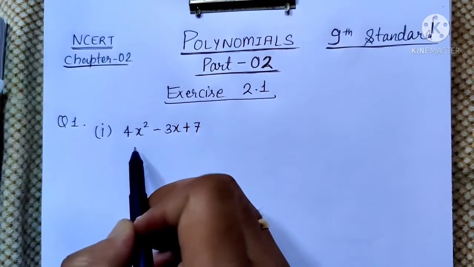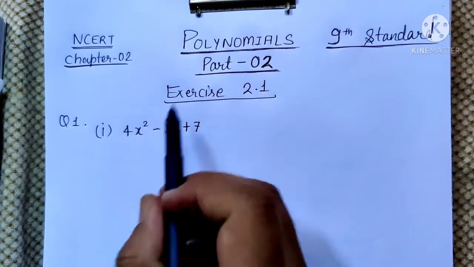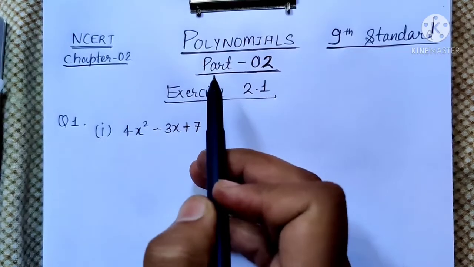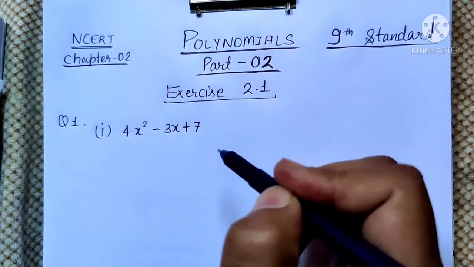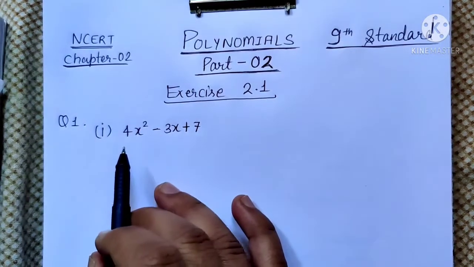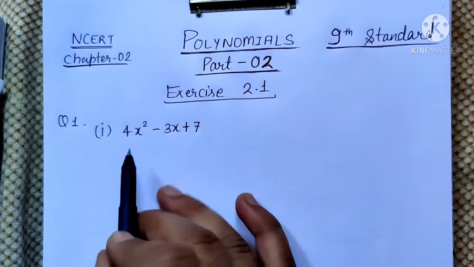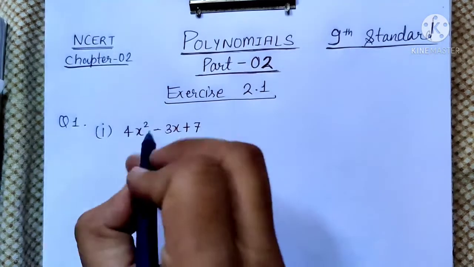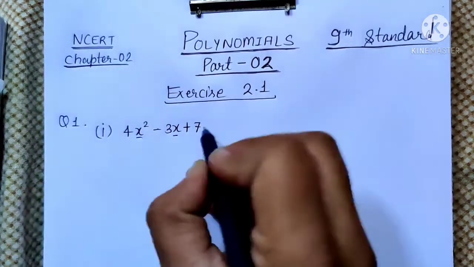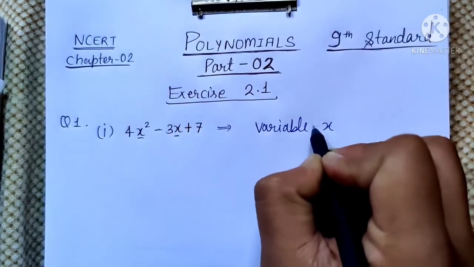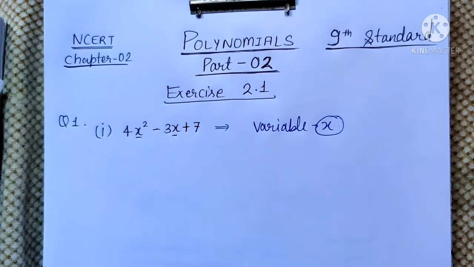So the question is here, and I hope you have seen the first part of this chapter, polynomials. This is part 2. If you have not seen part 1, first pause this and go and check part 1. Then only you can understand how to solve these questions. We have to identify the polynomials in one variable. So as you can see here, 4x square minus 3x plus 7. How many variables are there? X. Only one variable is there, that is x. So here only one variable, so we can say yes, it is in one variable.